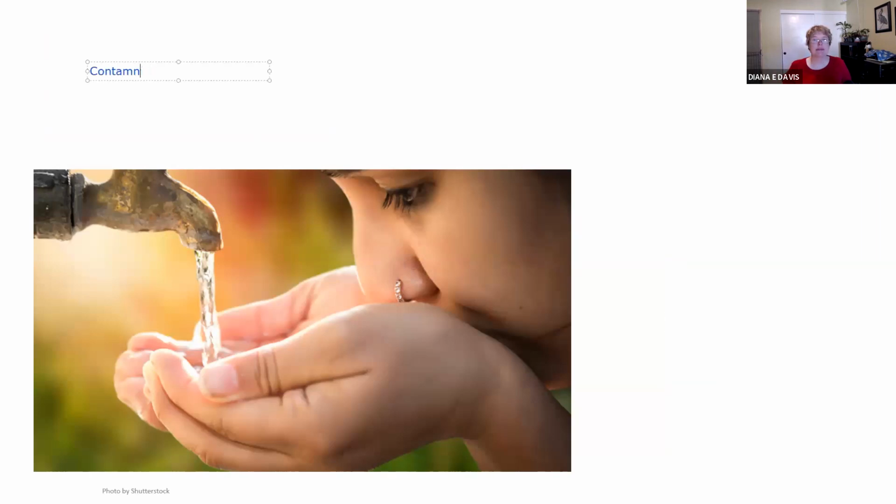Contaminated water. This is a huge problem worldwide. 1 in 3 people around the world do not have access to clean drinking water. 1 in 3. And even people who have access in some of these impoverished countries, they have to walk miles to get water.